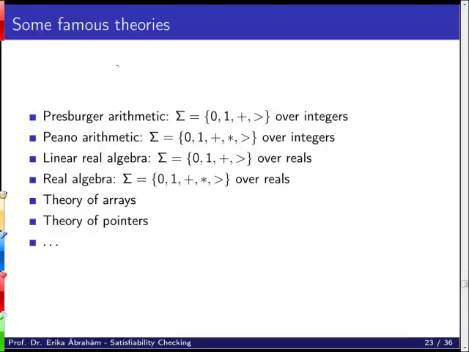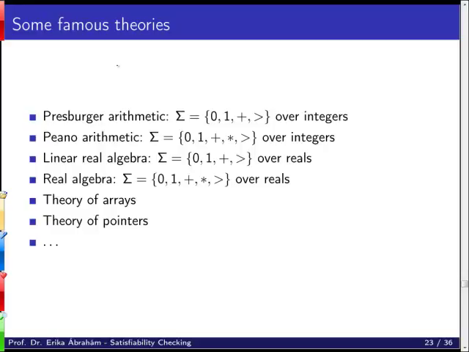So we will have integers and reals, and with the operations, first you can have only addition and of course comparison between terms, or you can have addition and multiplication. This is the same for integers as for the reals. If you have integers with only addition, then we call it Presburger arithmetic. And if we also have multiplication, then it is Peano arithmetic. For the reals, it is called algebra.